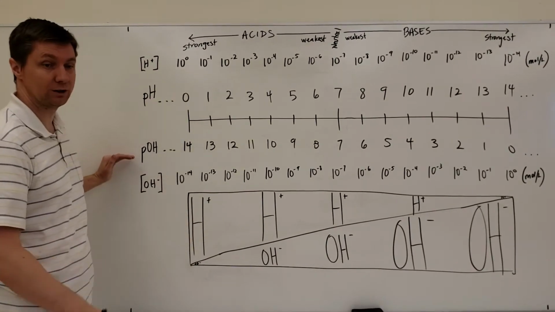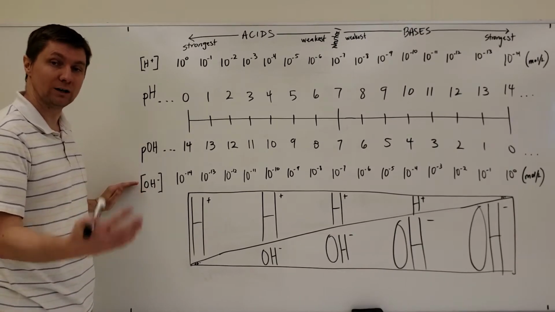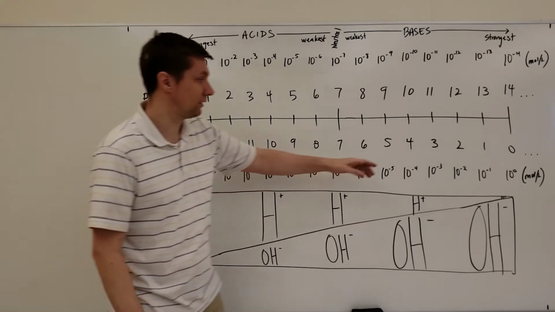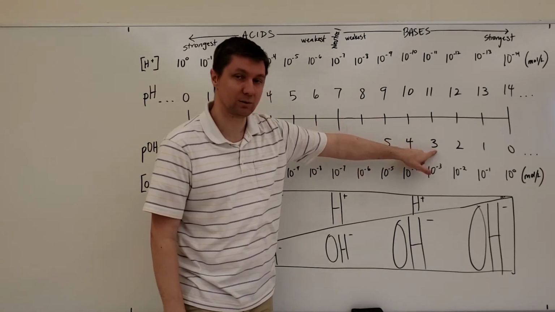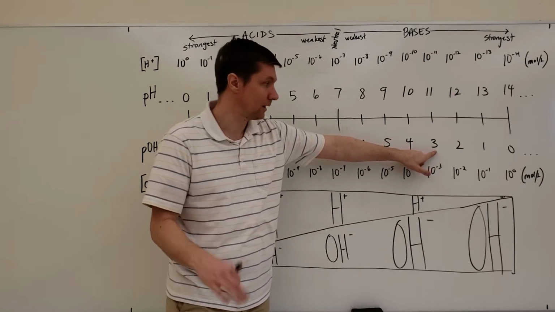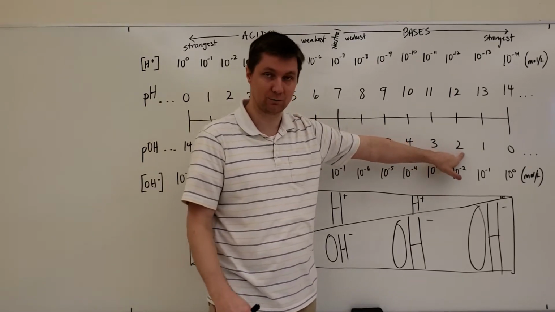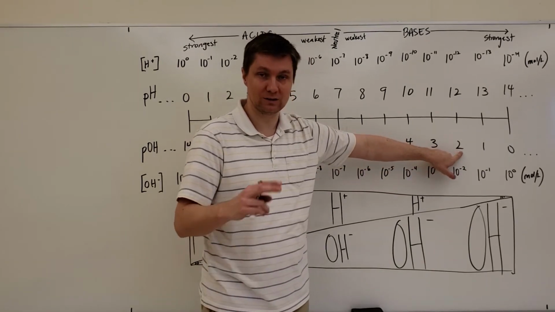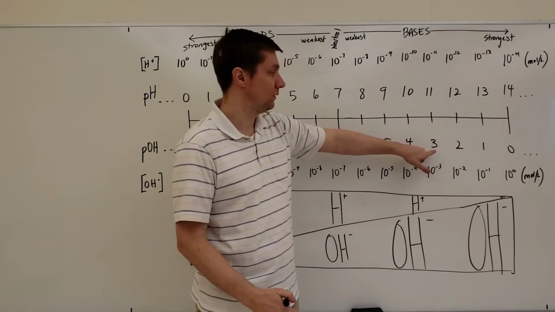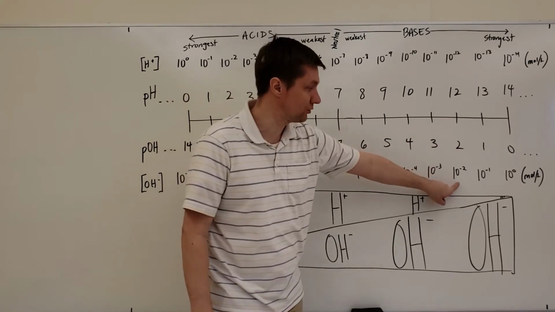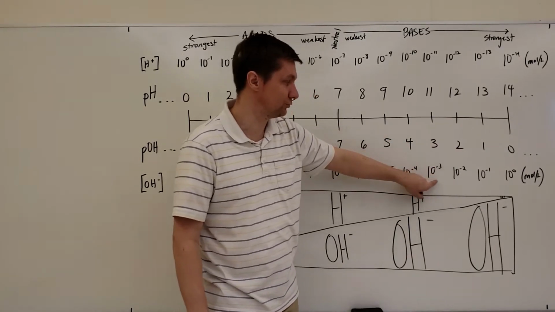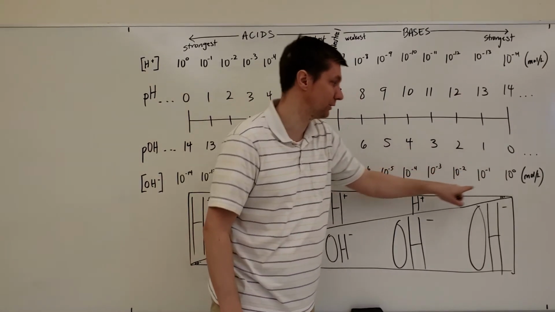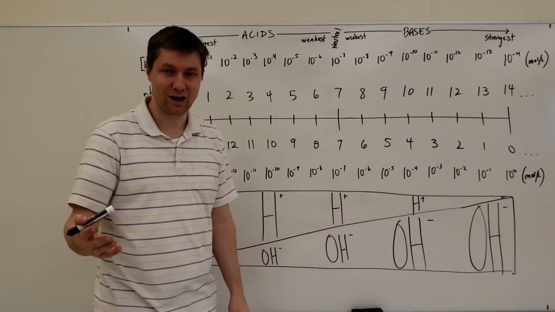pOH has the same relation, but now with hydroxide ion concentrations. And so again, same concept. If I've got a solution that has a pOH of 3, compare it to another solution that has a pOH of 2, well, this solution here is going to be 10 times more basic than this solution here, because the concentration of those two solutions, you can see this concentration is a larger concentration in moles per liter than this one by a factor of 10.